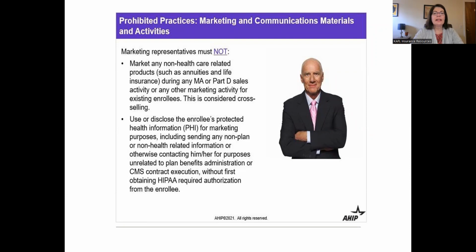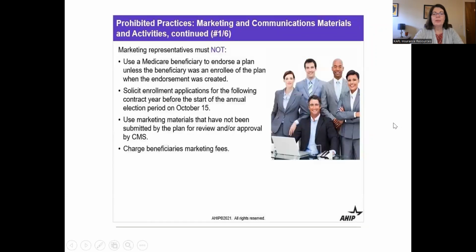You can't use someone's PHI, health information, to market unless they've given you a HIPAA authorization that allows you to do that. You can't use a Medicare beneficiary to endorse a plan unless they were an enrollee of the plan when they gave the endorsement. You can't solicit enrollment apps for the annual election period prior to October 15th. You can't use marketing materials that have not been approved by CMS, and you can't charge beneficiaries marketing fees.